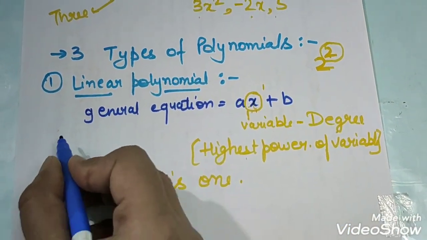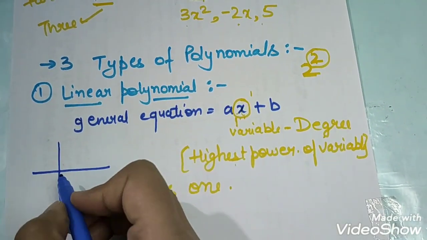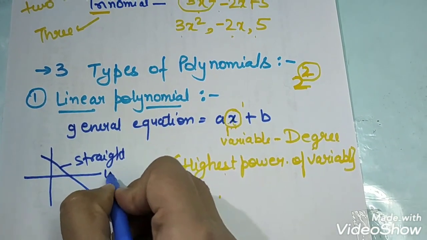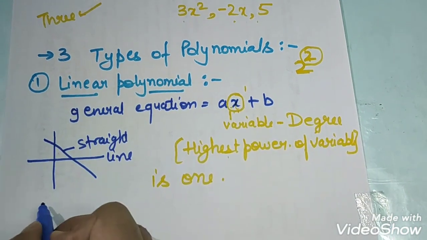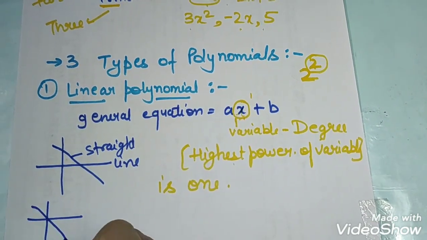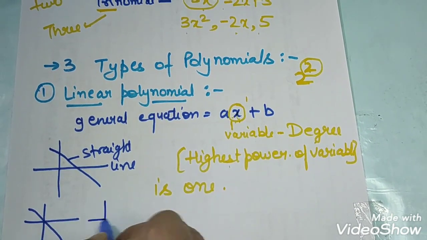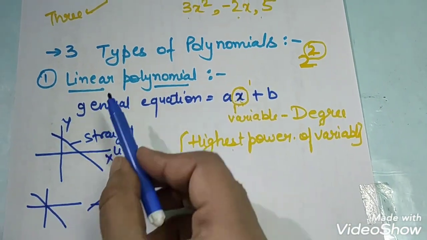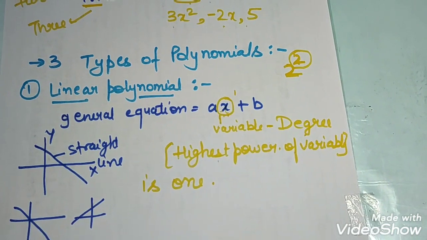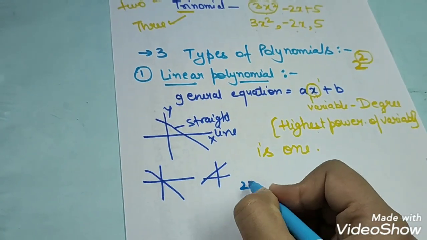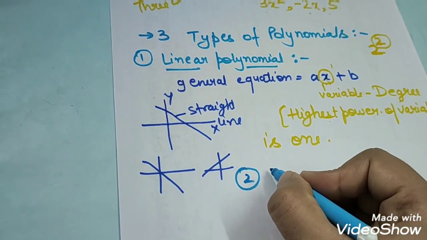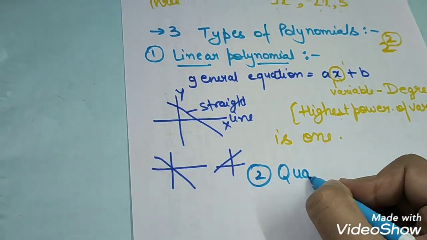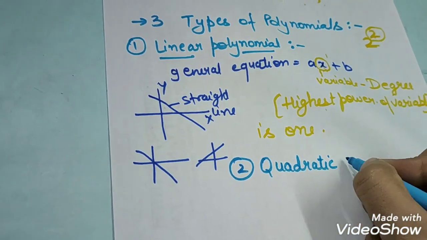And whenever we draw its graph, the graph of a linear polynomial is always a straight line. Whenever you draw the graph, there will always be a straight line, whether it's like this or going like this or from here. This is x, this is y. So these kinds of graphs will be formed for a linear polynomial. Now we will move to our next one. The next polynomial is the quadratic polynomial.